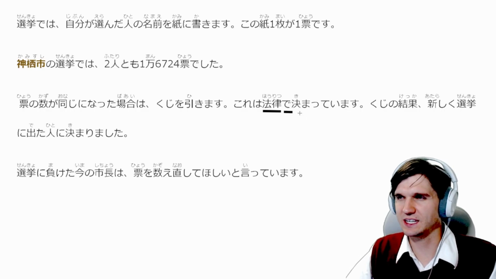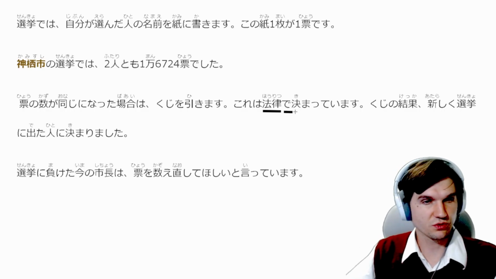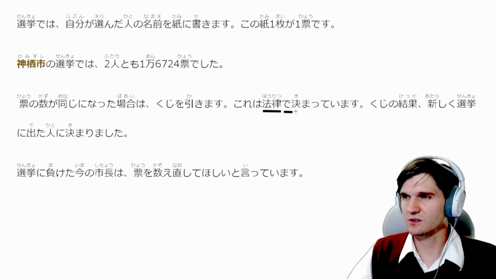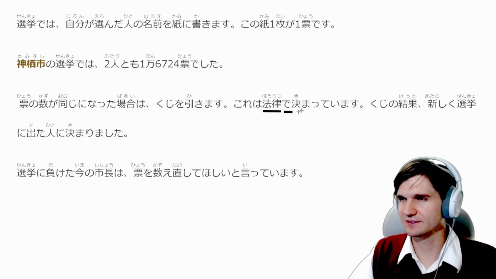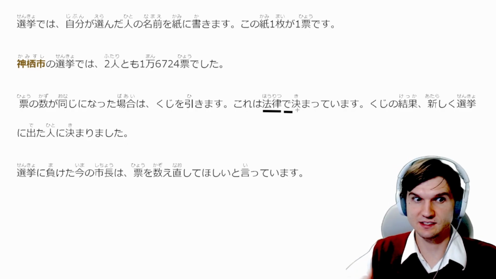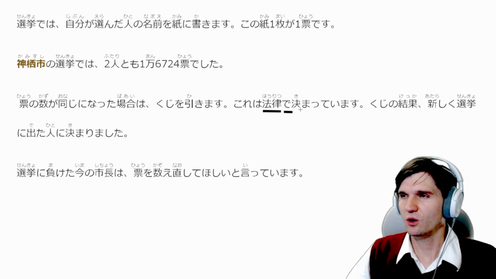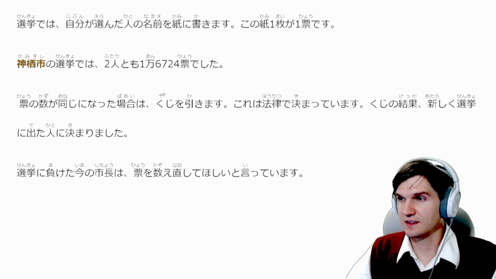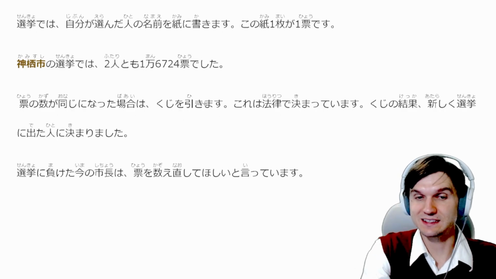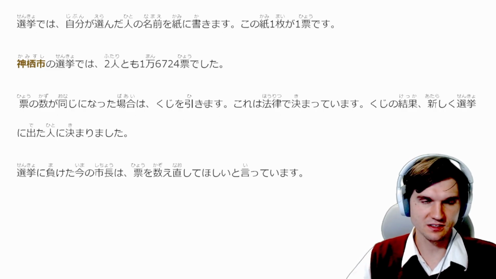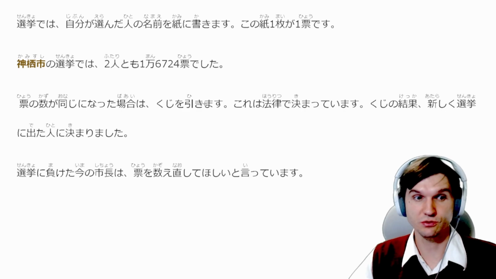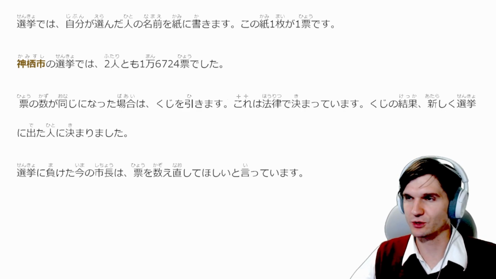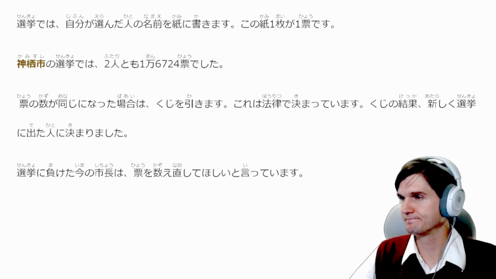Or you can also say it is like a set rule, right? Or stipulated, you could even say. Like they have a law that says this must be done this way. 法律で決まっています. So this random selection is determined by law. It is set in stone. That's what you do when you have the same number of votes: you select randomly.